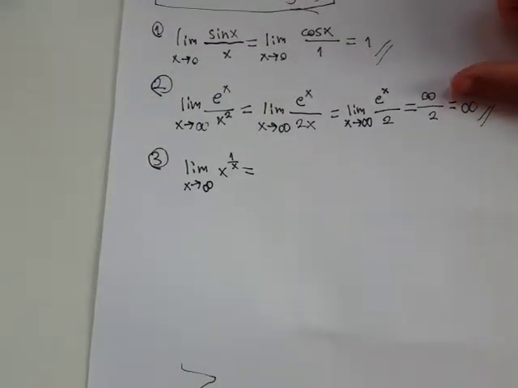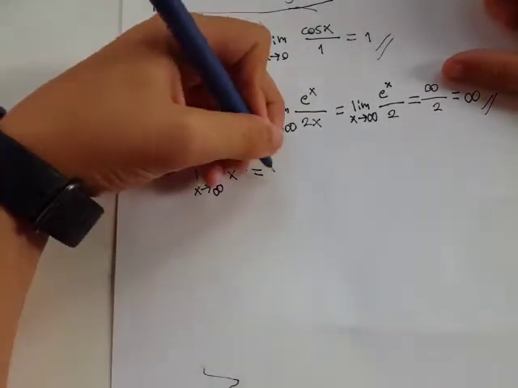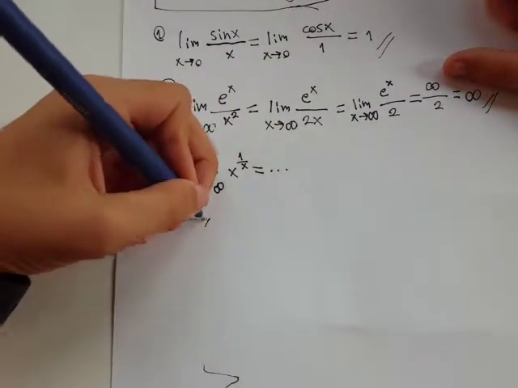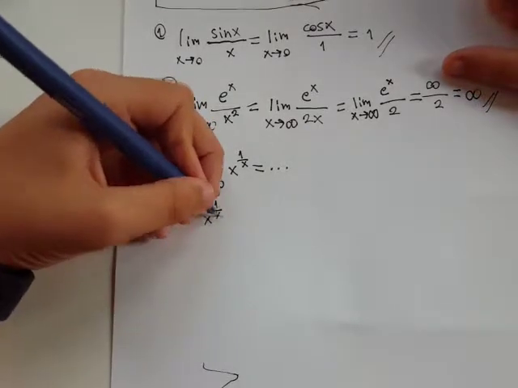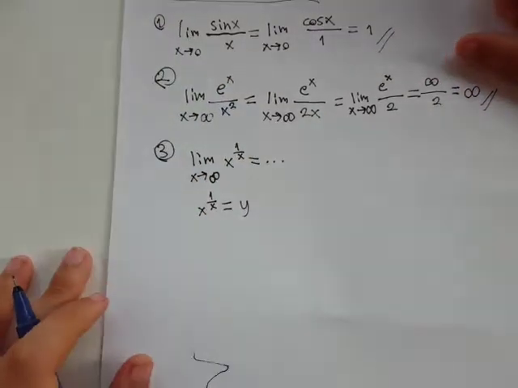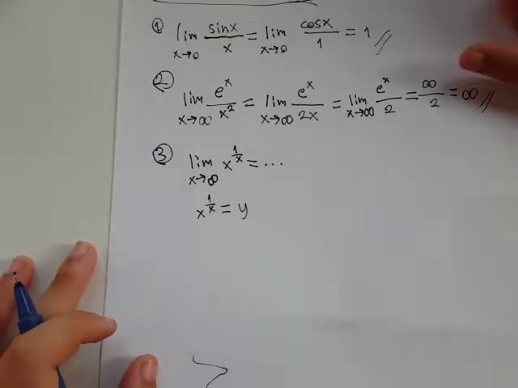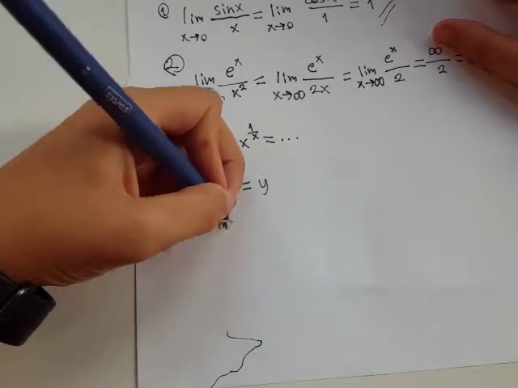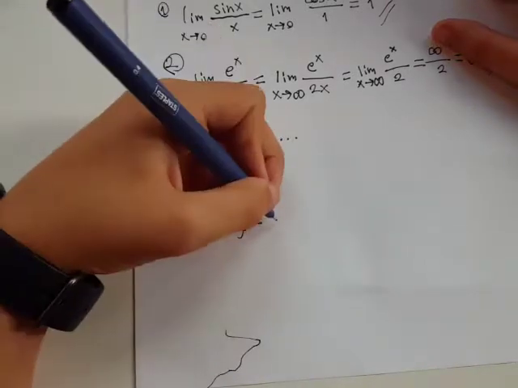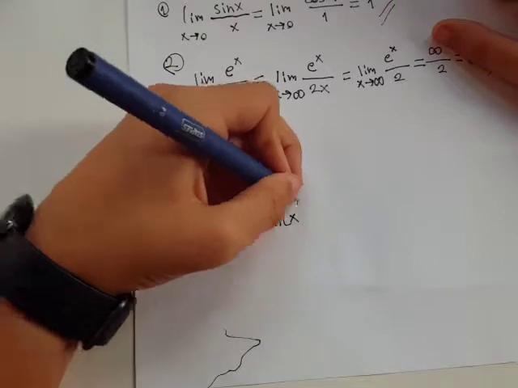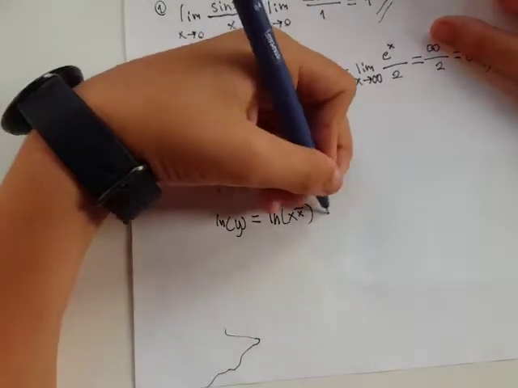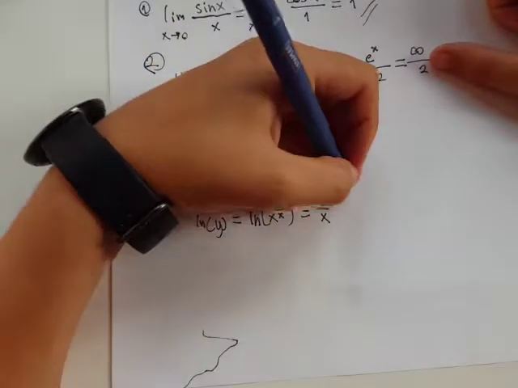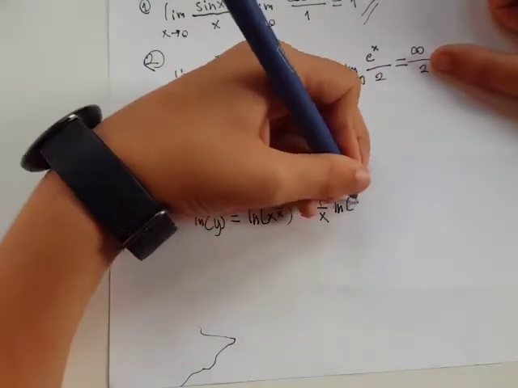What we will do is say that we're not going to answer this at the moment. Instead, we say that x to the power of 1 over x equals y. Then we take the natural log of both sides. So natural log of y equals natural log of x to the power of 1 over x. We bring the power down, so natural log of y is equal to 1 over x times natural log of x.